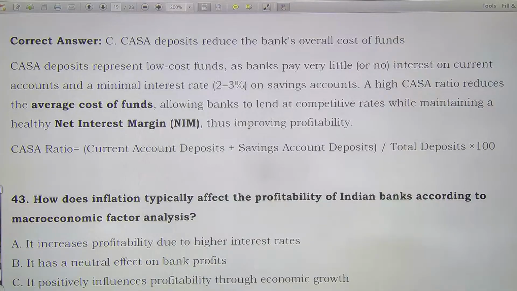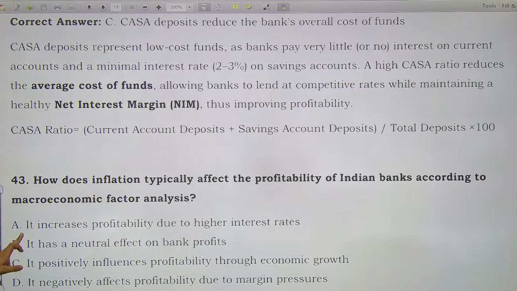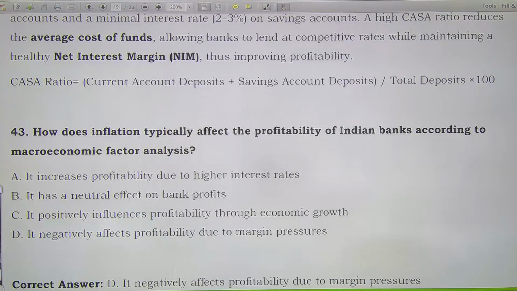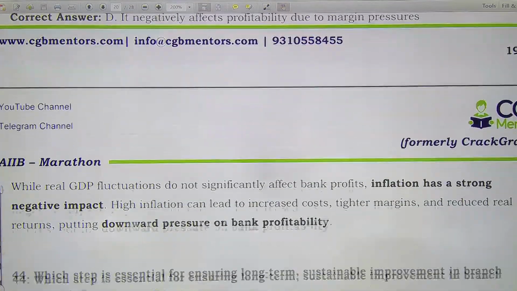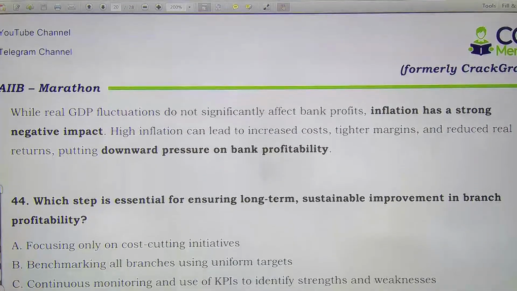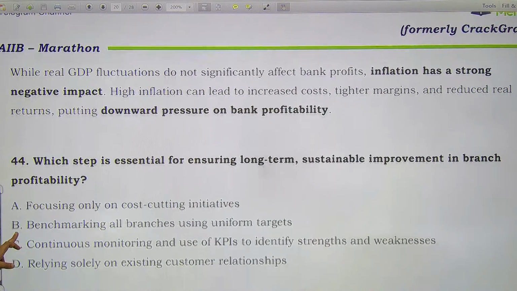Now, how does inflation typically affect the profitability of Indian banks as per the macroeconomic factor analysis? So, yes, it negatively affects the profitability because margin pressure comes in. Whatever you are earning, inflation has a role to play in it and it reduces the monetary value of your margin.